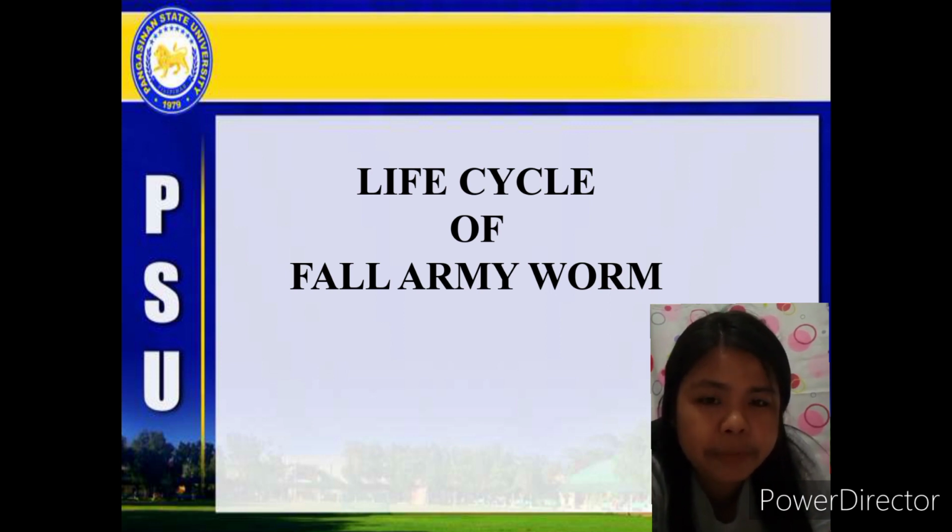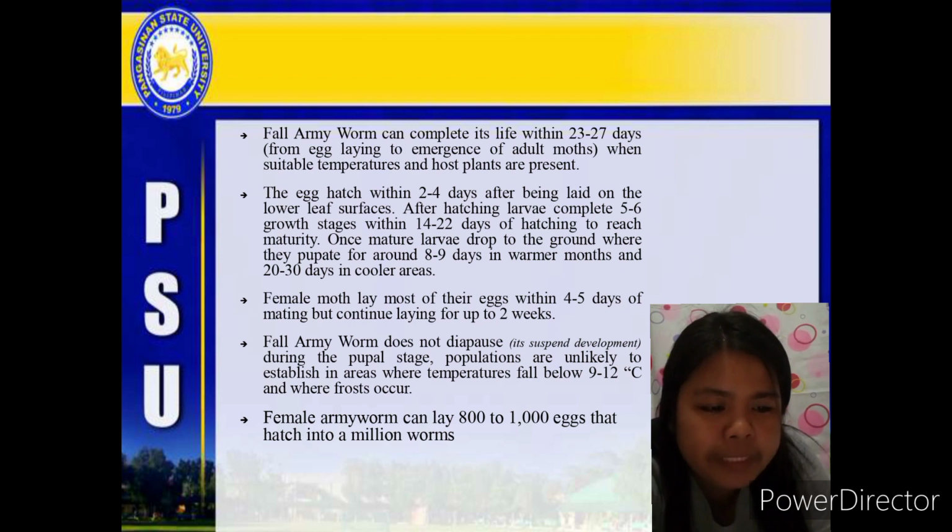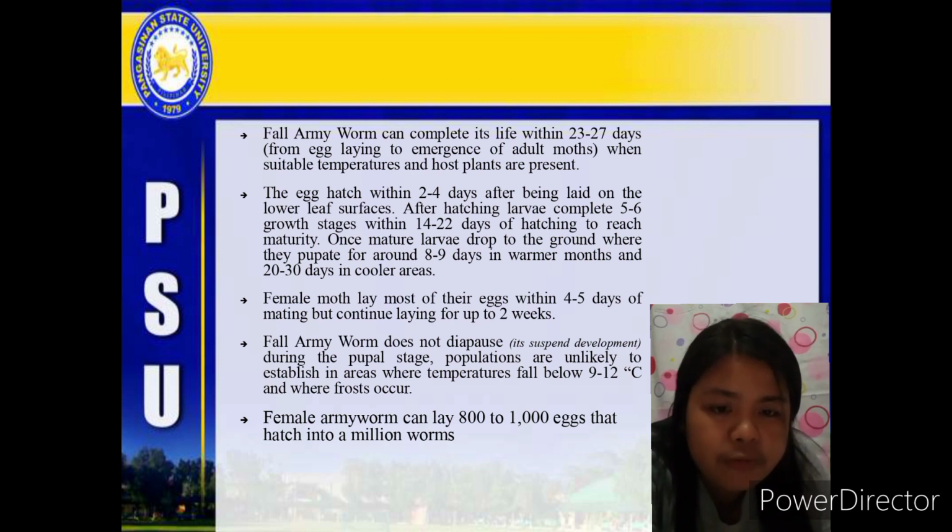Life cycle of fall armyworm. Fall armyworms can complete their life cycle within 23 to 27 days from egg laying to emergence of the adult moth. When suitable temperatures and host plants are present, the eggs hatch within 2 to 4 days after being laid on the lower leaf surfaces. After hatching, larvae complete 5 to 6 growth stages within 14 to 22 days to reach maturity. Once mature, larvae drop to the ground where they pupate for around 8 to 9 days in warmer months and 20 to 30 days in cooler areas.